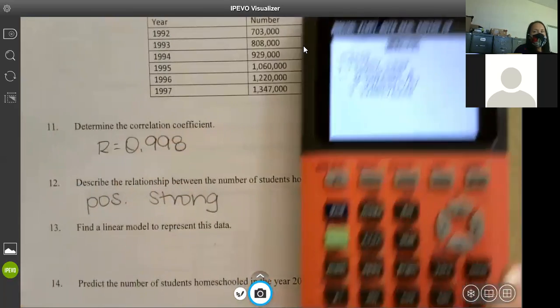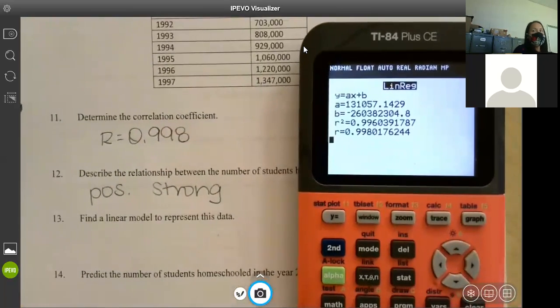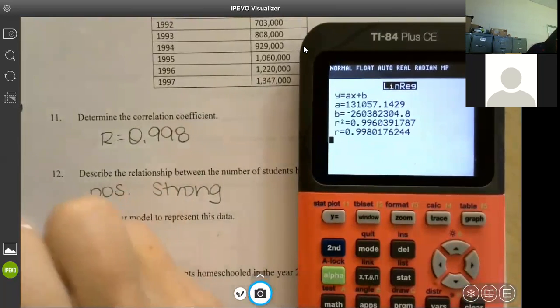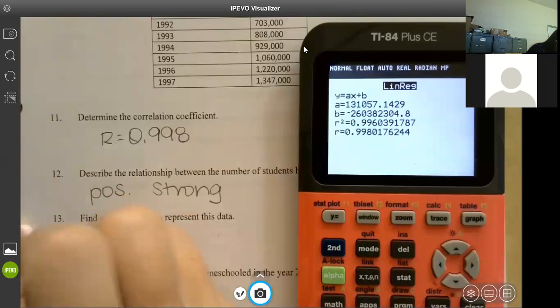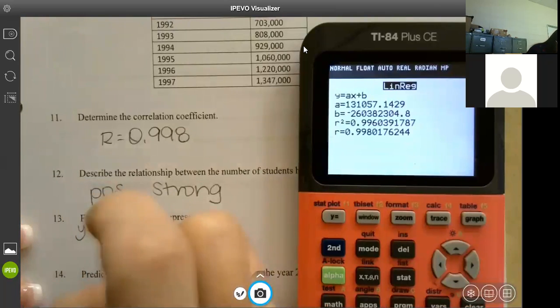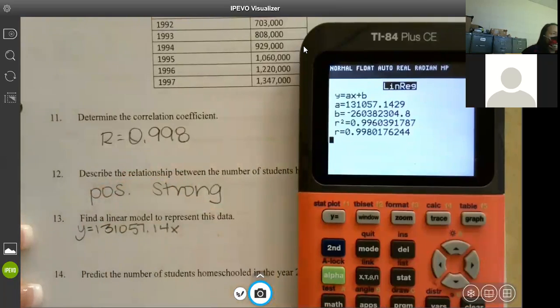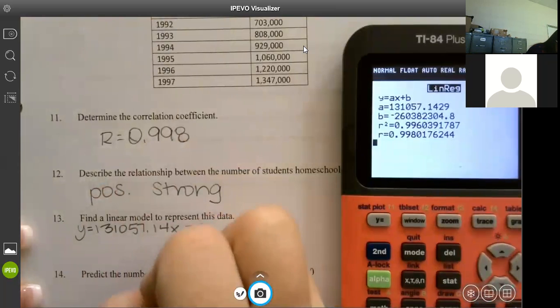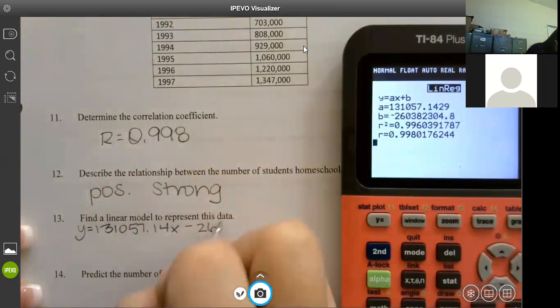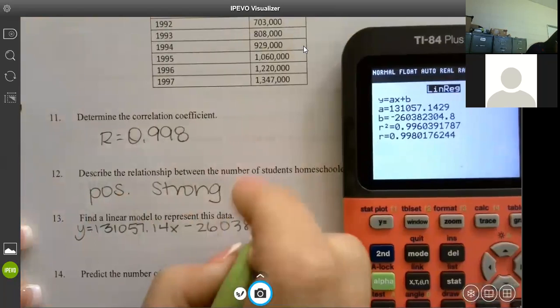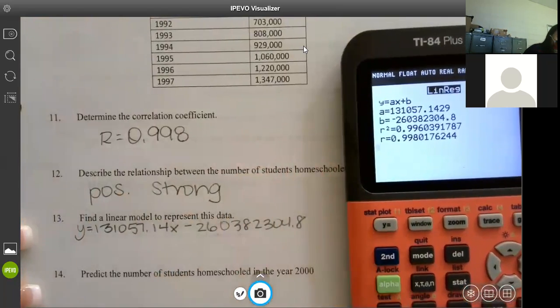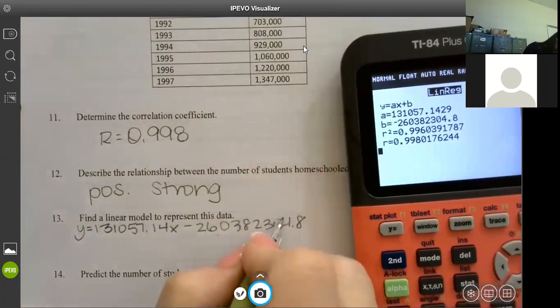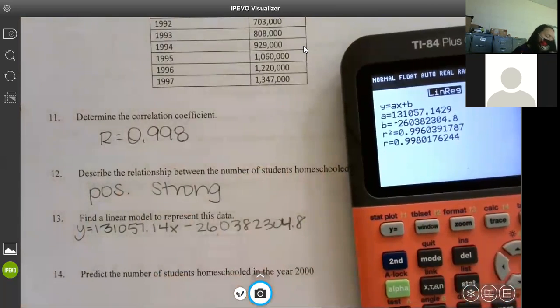Find a linear model to represent this data. The linear model is right there. Again, it's a nasty equation. We didn't pick these. Somebody else made these notes, so we're sorry. 131,057.14x. You don't have to put the decimals if you don't want to. It's fine. And then we have a minus. You can put a plus negative. That's fine. 26038230.48. And again, yes, it's pretty nasty, but we can handle it.